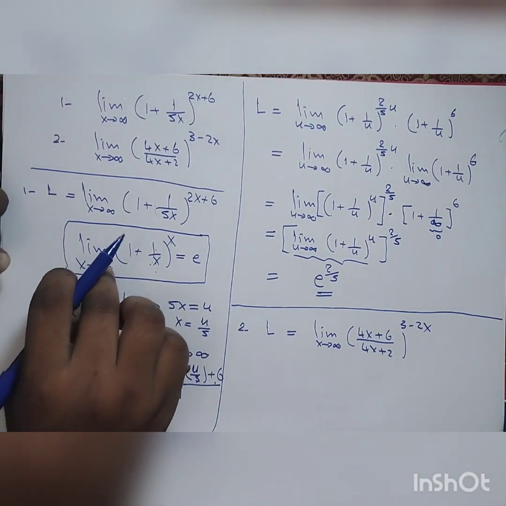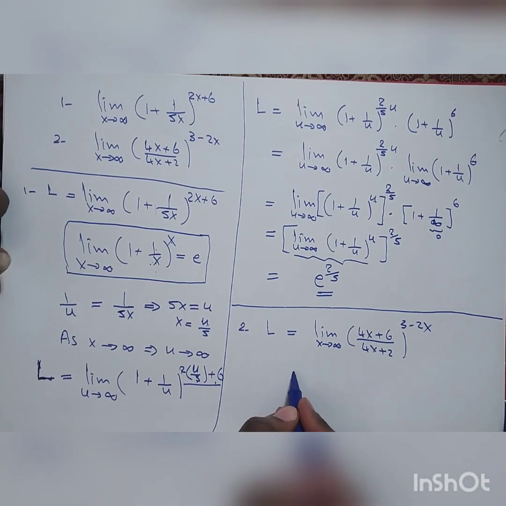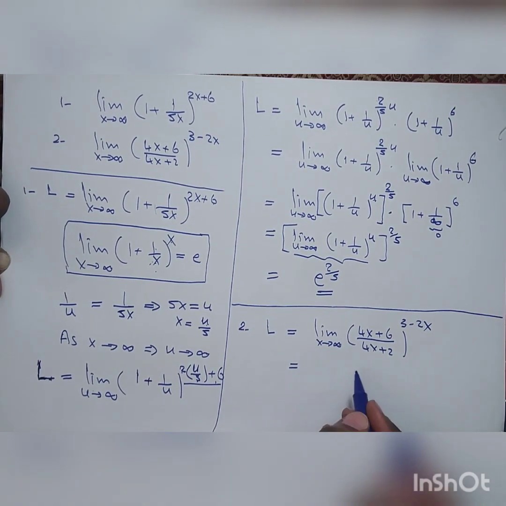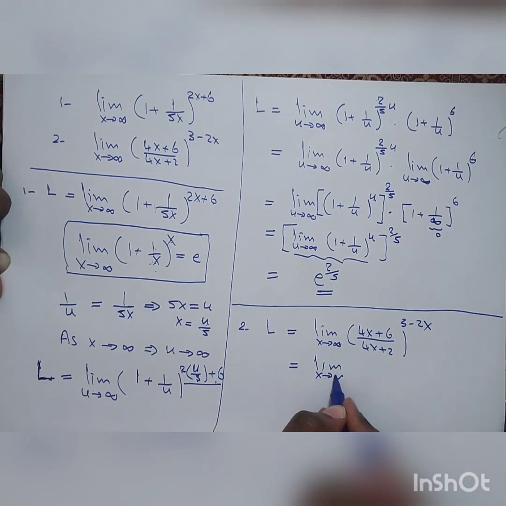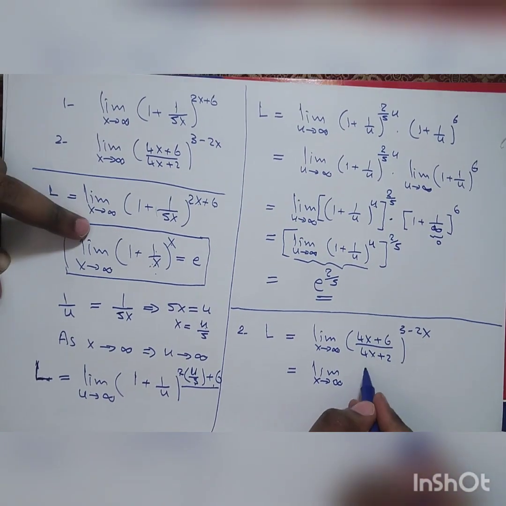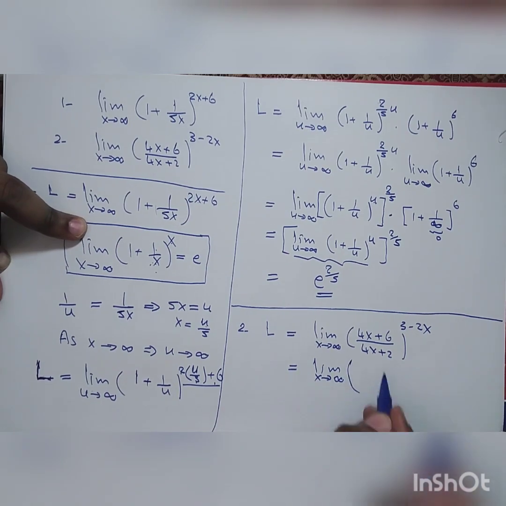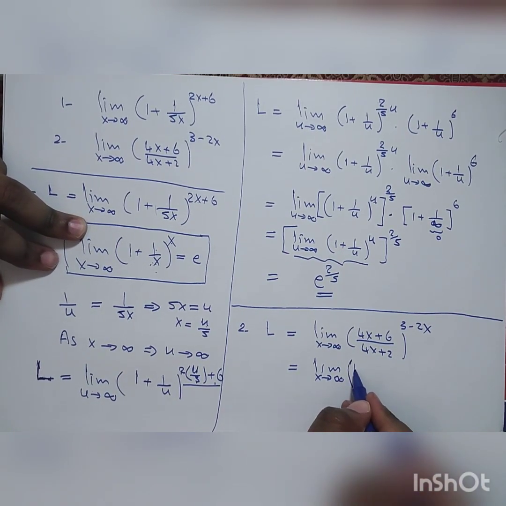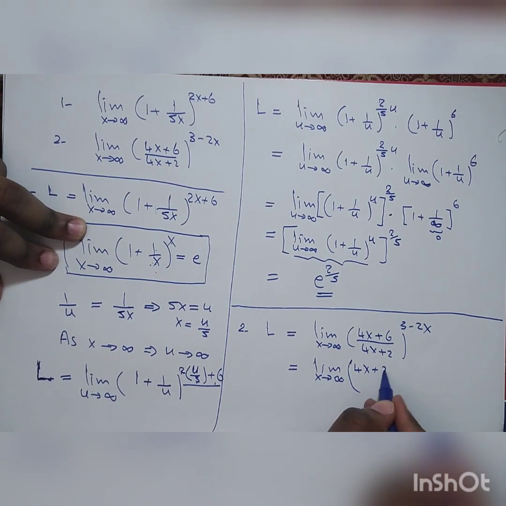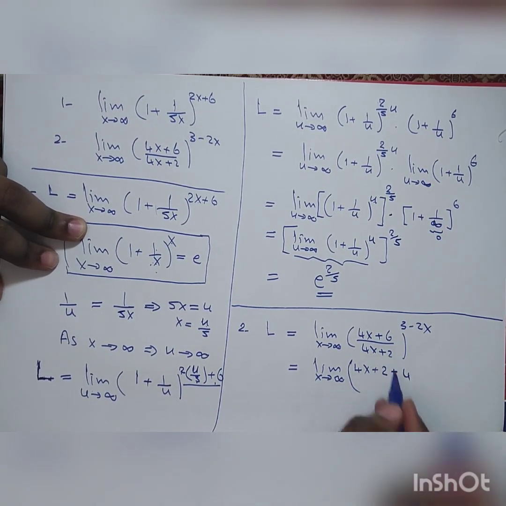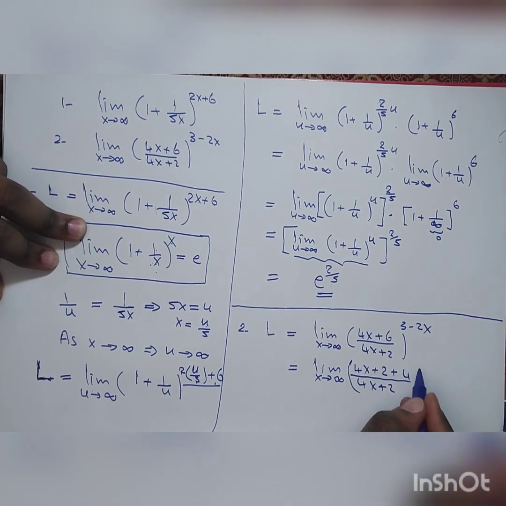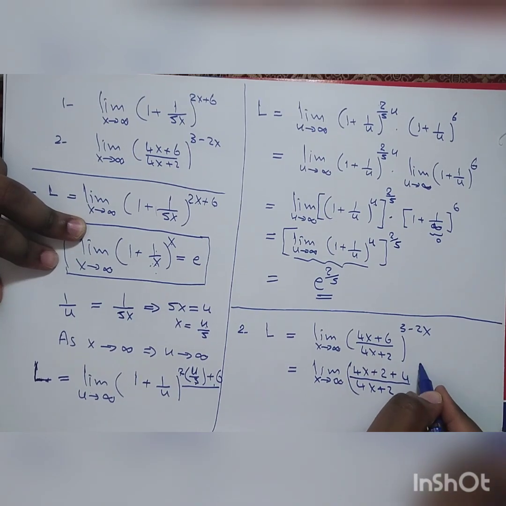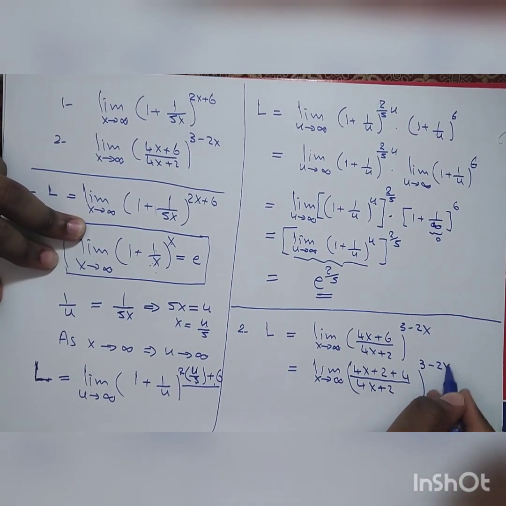The idea here is as follows. We have the limit as x approaches infinity. We can write this as 4x plus 2, and then also plus 4 here, because we have 6, and then everything here will be divided by 4x plus 2, to the power 3 minus 2x.